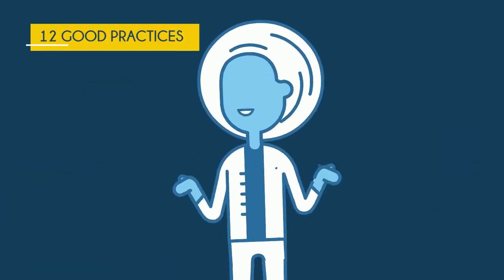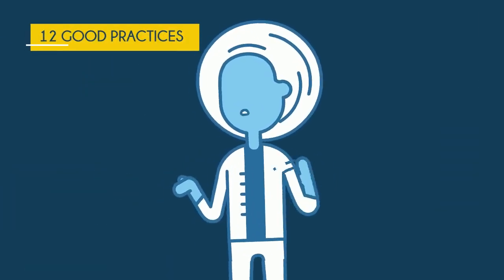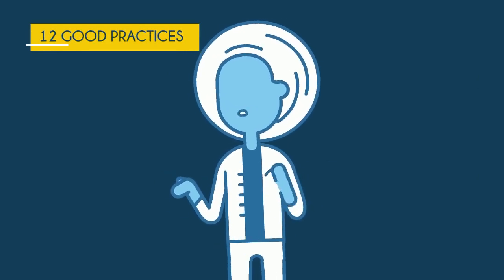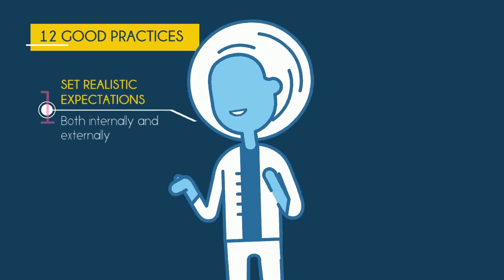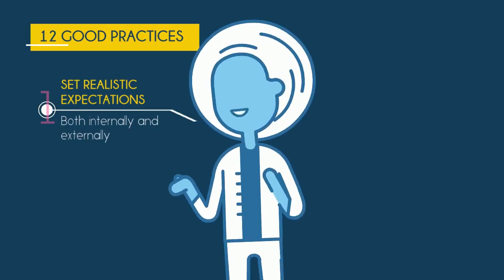Here are 12 30-second good practices and tips for your design and implementation of your programs. First, set realistic expectations. This should be both for yourself and for your partners or participants.